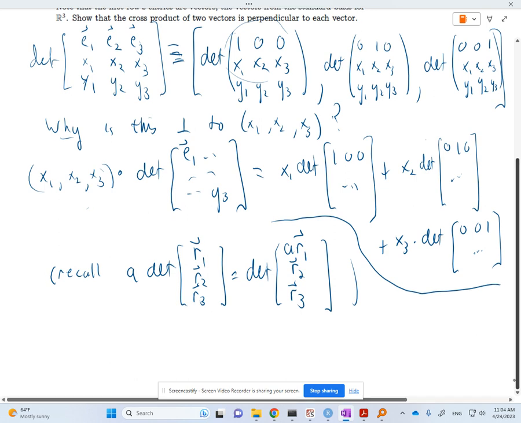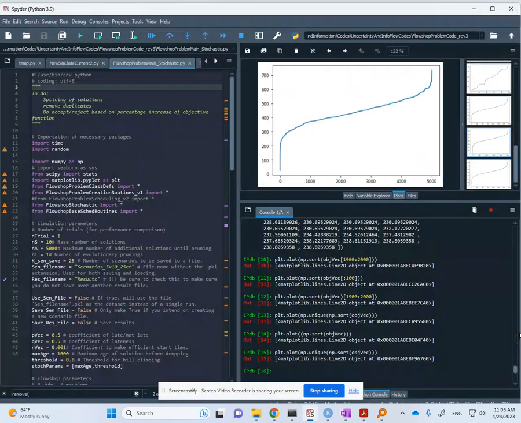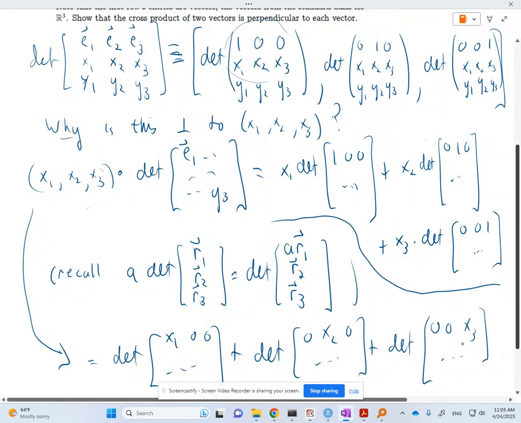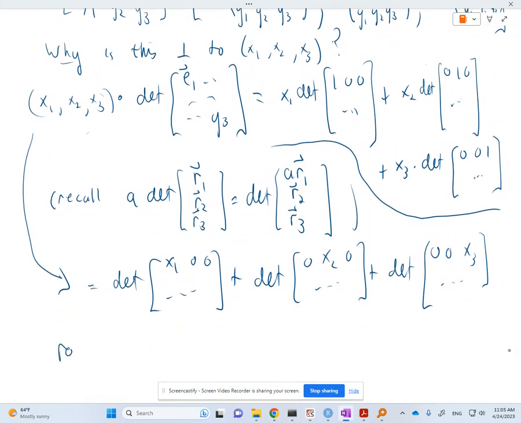Then I can rewrite this. So my expression here is then equal to a determinant of x1, 0, 0, and then this is the same, plus determinant of 0, x2, 0, determinant, plus the determinant of 0, 0, x3, and then this here. All right, now we want to use the row expansion property.